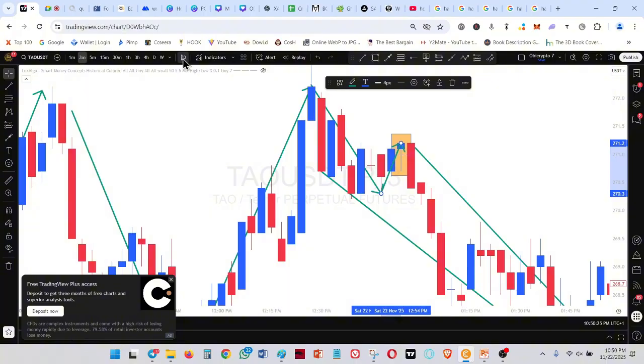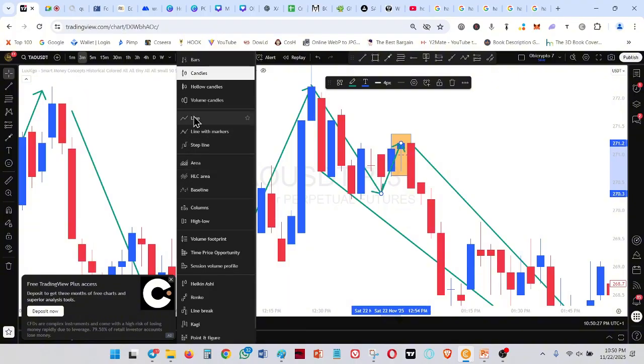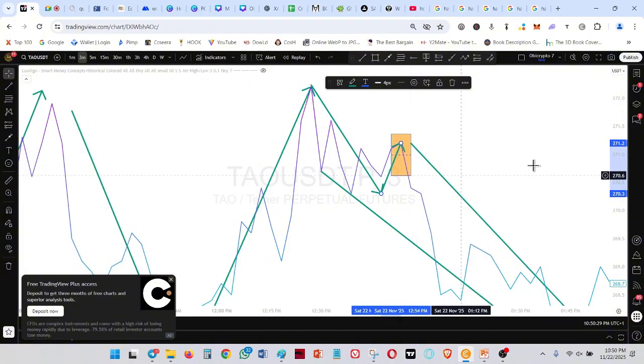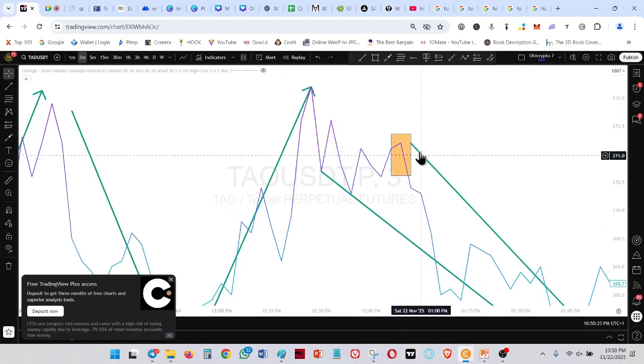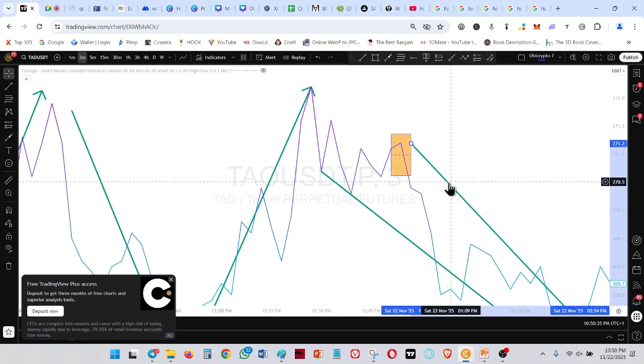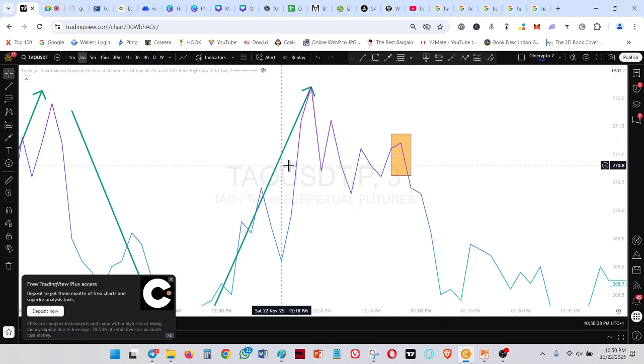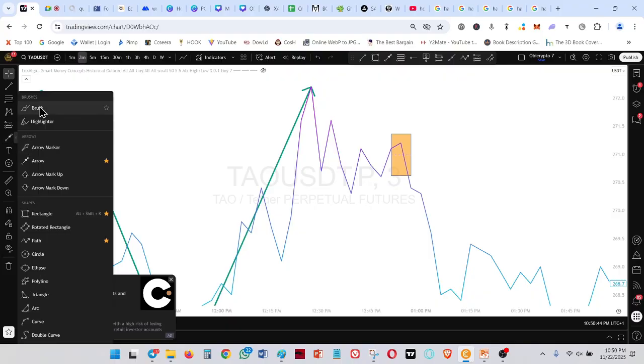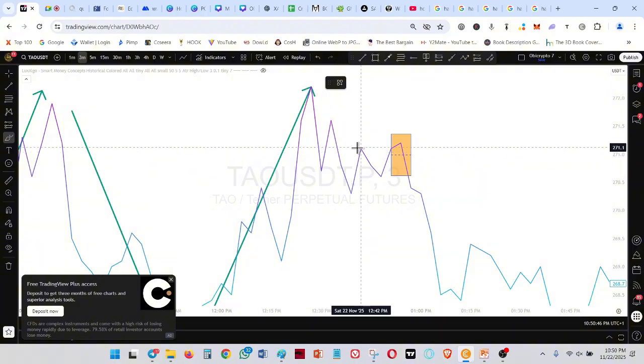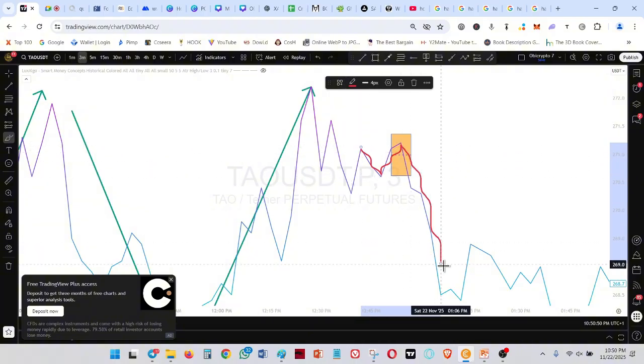If I turn this to a line chart, you will see, look at it now. Let me delete all this ruler and arrow that I drew. Look at it. The market came down like this, went back up and then crashed down. So always look for these patterns.